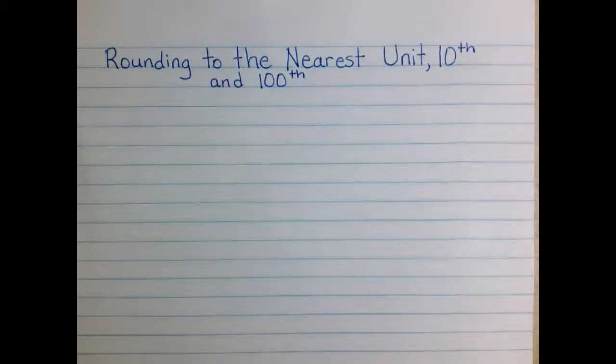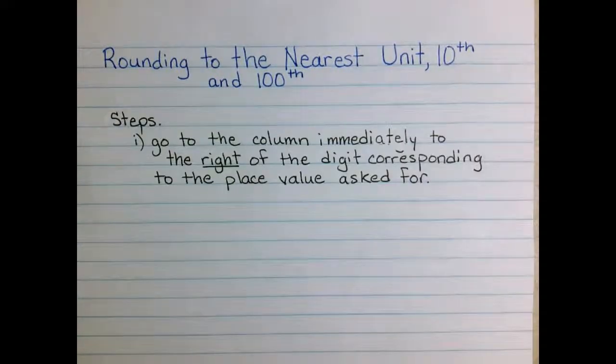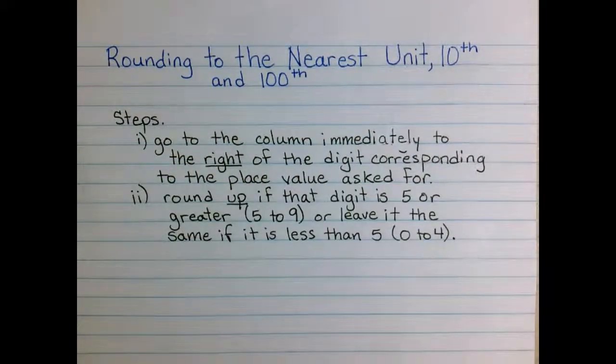Rounding involves place value. So the following steps are important when we want to do rounding. First, go to the column immediately to the right of the digit corresponding to the place value asked for. The next step is to round up if that digit is 5 or greater, or leave it the same if it is less than 5. And then finally, replace the digits to the right of the place value asked for with zeros.